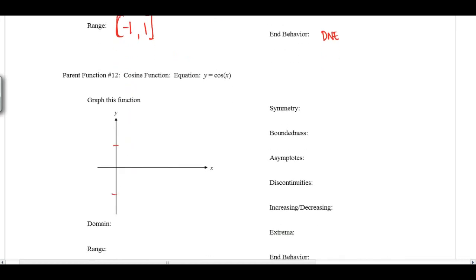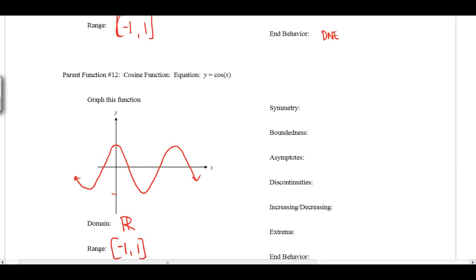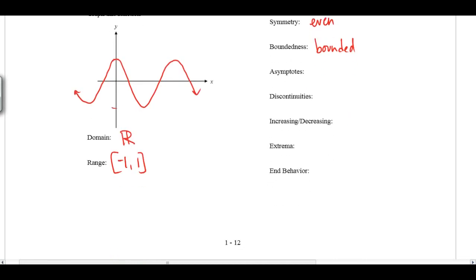The cosine graph, which is also that, does this exact same kind of pattern. They're not Jaws teeth, so don't make them pointy. Try to curve them a little bit. But you can see the domain is all reals. The range is from -1 to 1. And the symmetry is even, and it is bounded, and that's about all you need to know. And then finally, we can talk about piecewise in class. So there are 12 of them.